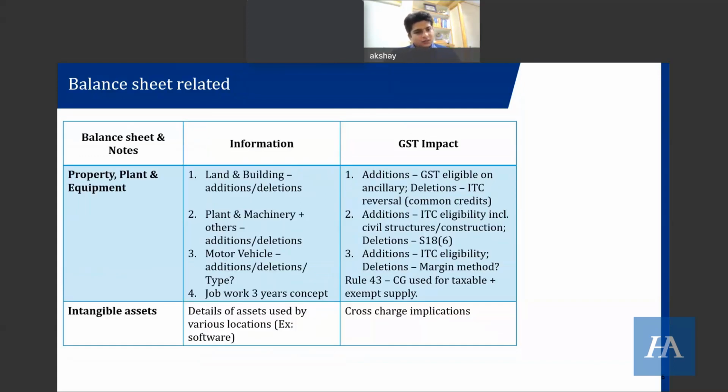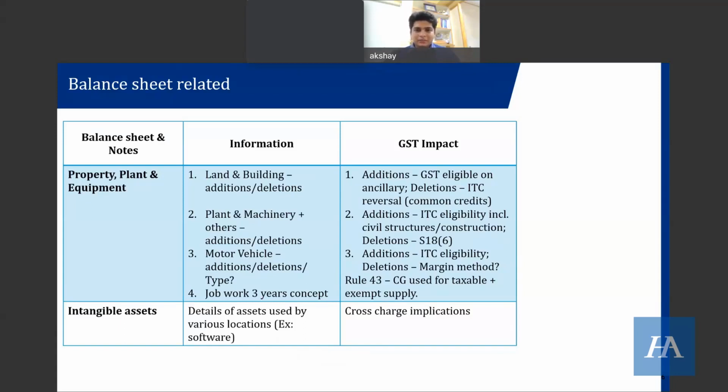So a few other balance sheet items, property, plant, equipment. I've just bifurcated into some major headings, that is land and building, plant and machinery, motor vehicles. And there's one more on job work. I'll explain that later. So land and building, plant and machinery, motor vehicles, let's look at the point of view of additions and deletions, because that's where we need to focus our time and efforts.